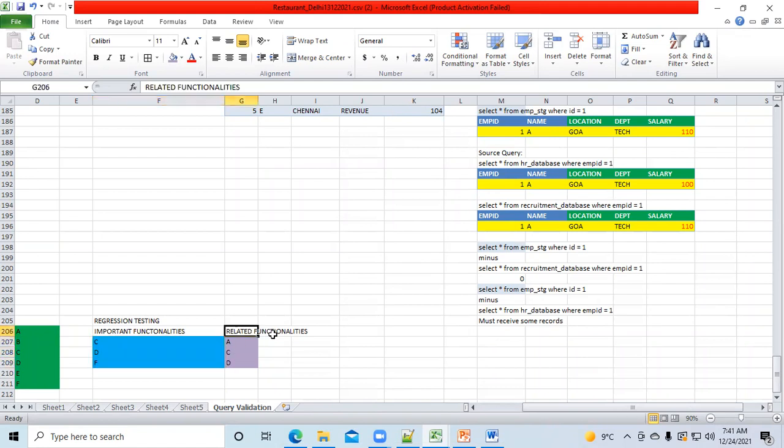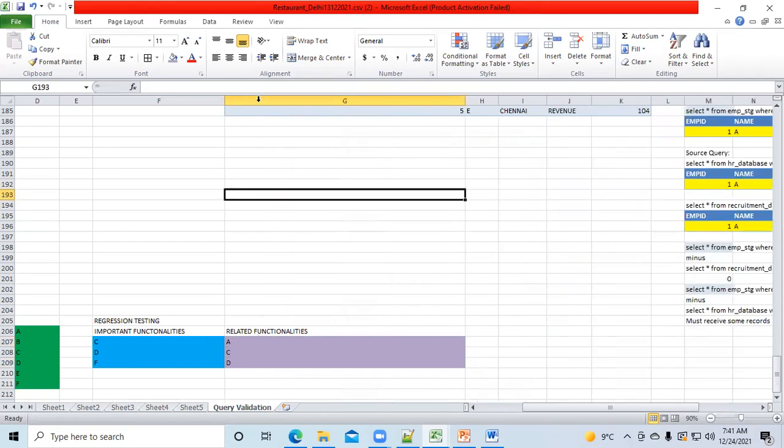Now, what is related functionalities? Related functionalities means if there is a defect in A, there are chances that C and D will also not work. If there is a defect in C, there are chances A and D will also not work. So these are related functionalities. Okay. Now coming to regression.